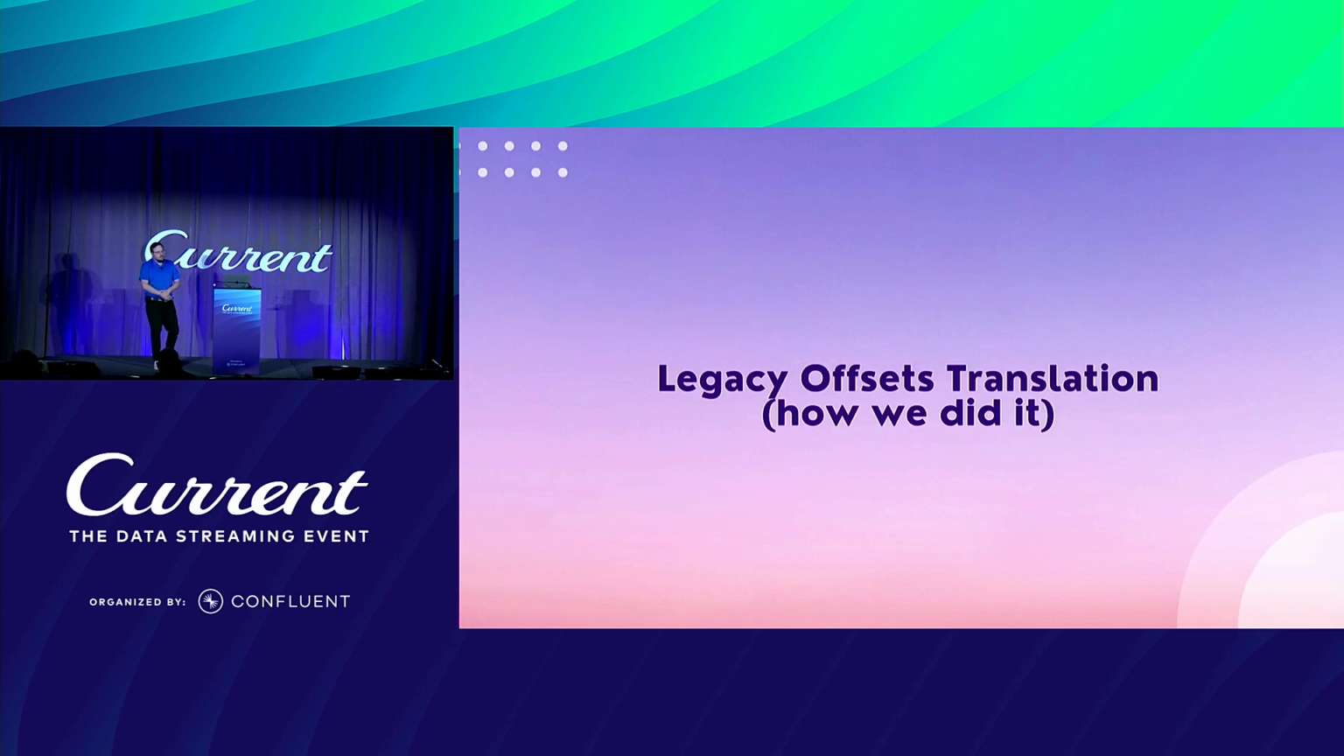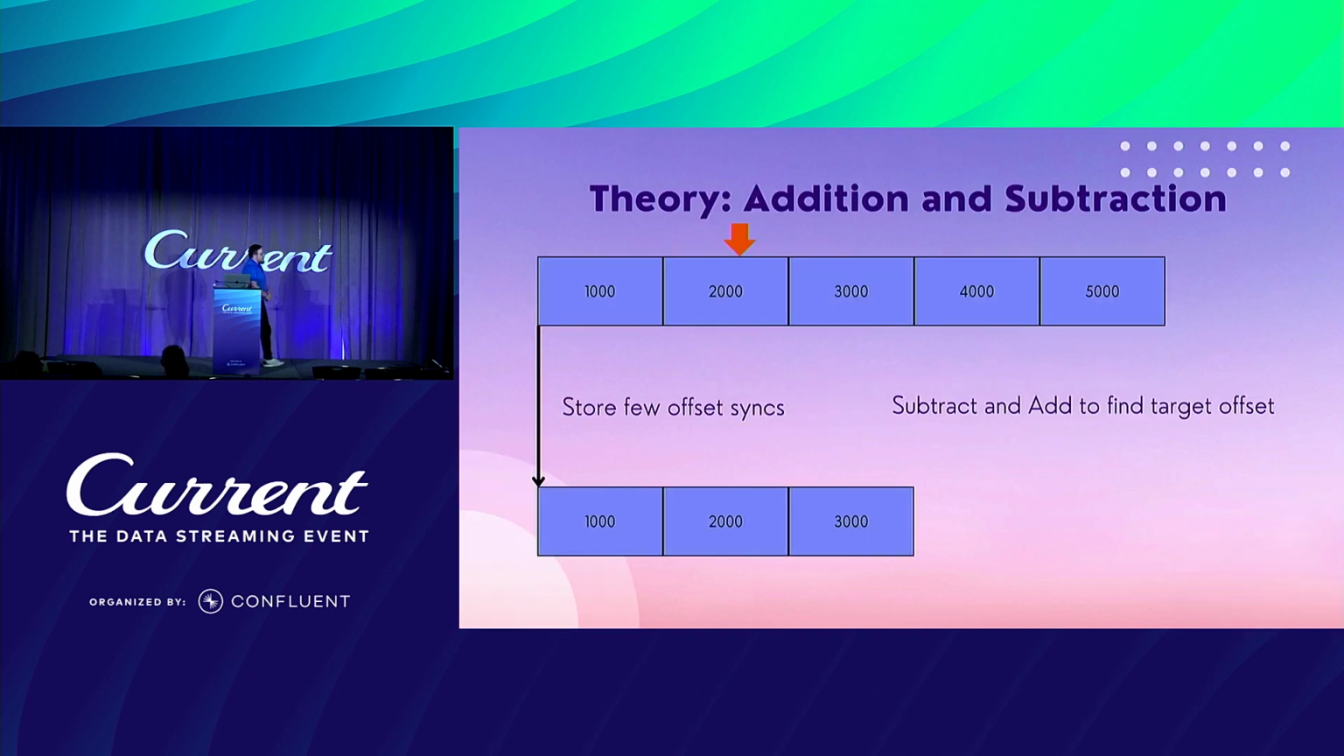So let's talk about legacy offset translation, how we did it in the before times, more than a year ago. The idea here is that we can get away with storing very few offset syncs. So in this case, a single offset sync for thousands and thousands of records. And we can perform addition and subtraction on offsets to compute a relative distance between records in the topics. So in this example, we have a consumer group up at the top in the 2000 block of records. And we want to do translation of that to the target topic.